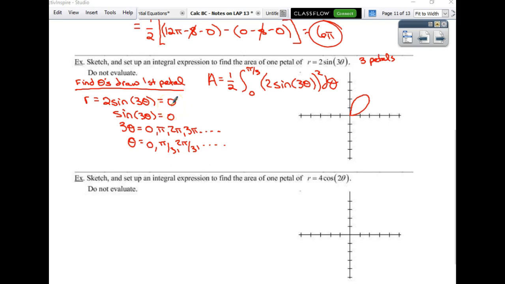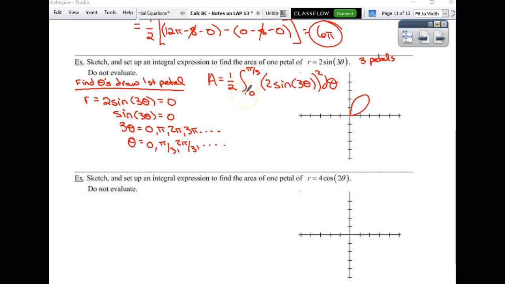Why did I want to set r equal to 0? At each of these theta values, 0, pi thirds, 2 pi thirds, my radius would go to 0, right? And what that would mean is that a radius of 0 is at the origin. So if I go from the origin and then I go out and draw and then come back, that radius would go out and then come back in and give us a single petal. So then, once we figured out where those are, it's really simple.